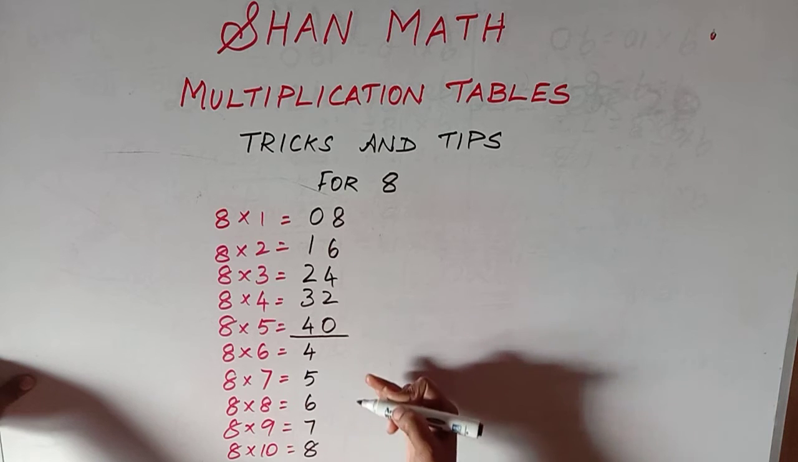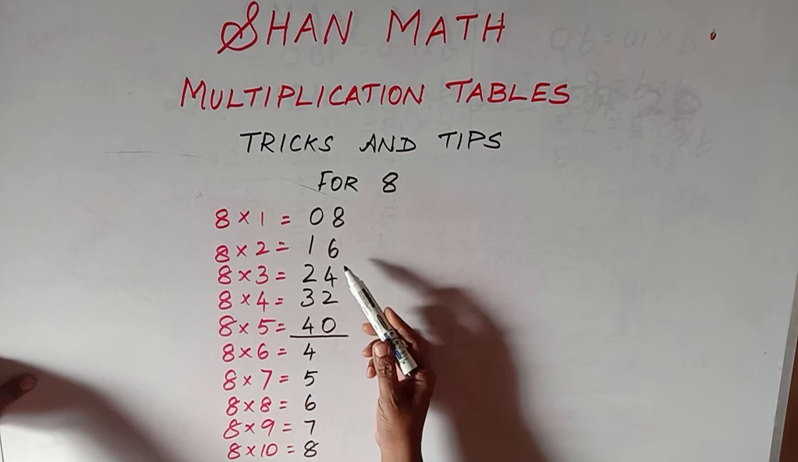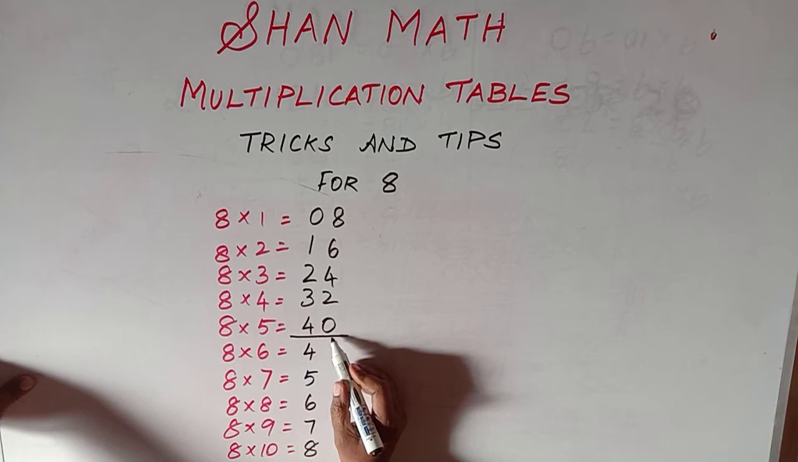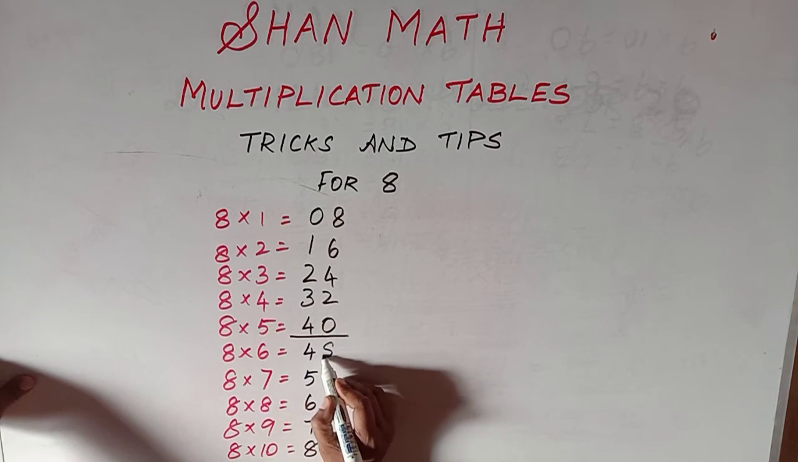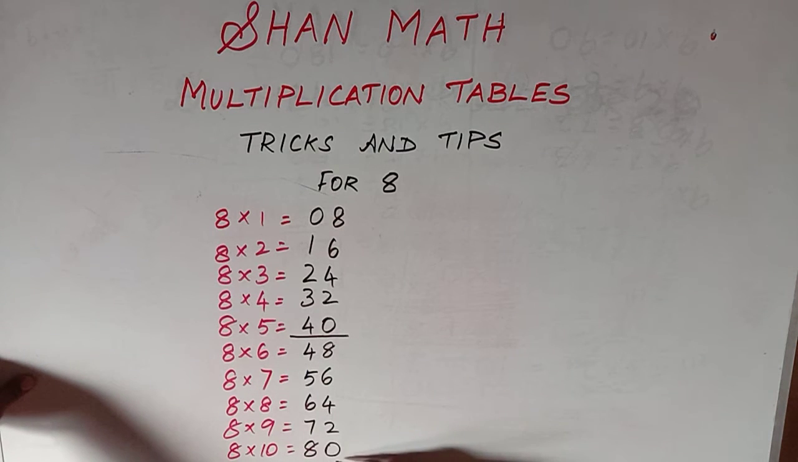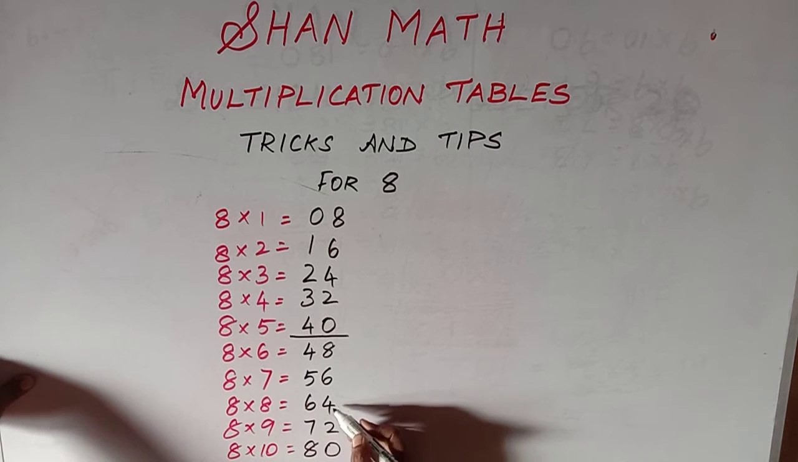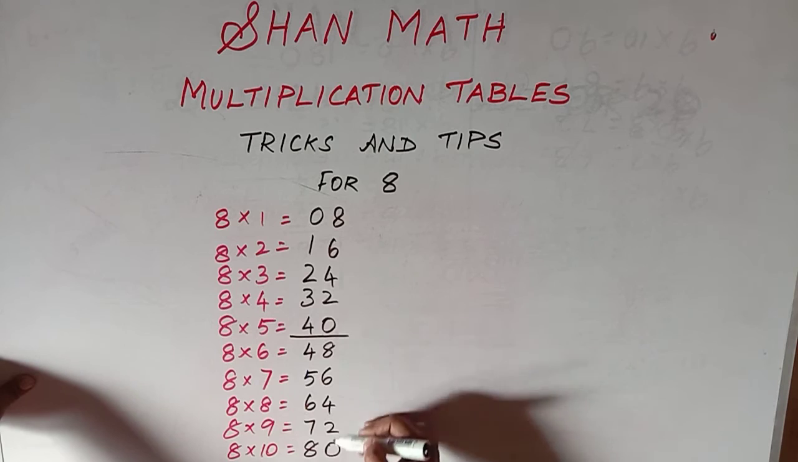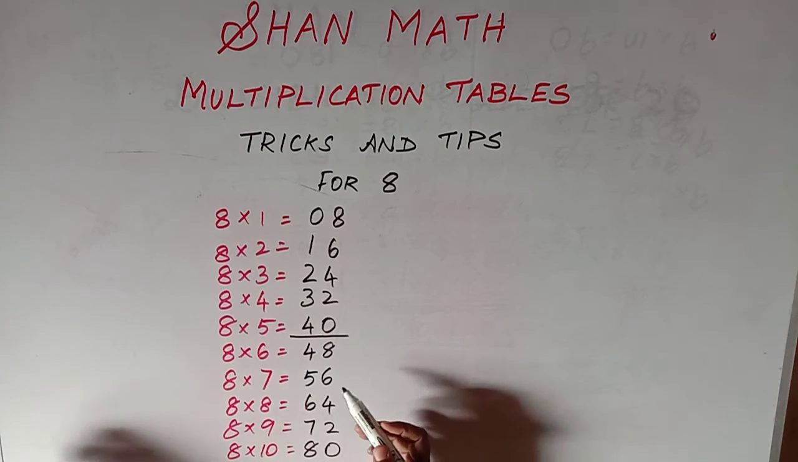If you know the reverse order of a number, you can write 8, 6, 4, 2, 0. Now here 8, 6, 4, 2, 0, or you can start from the last like 0, 2, 4, 6 and 8. Here also 0, 2, 4, 6, 8.